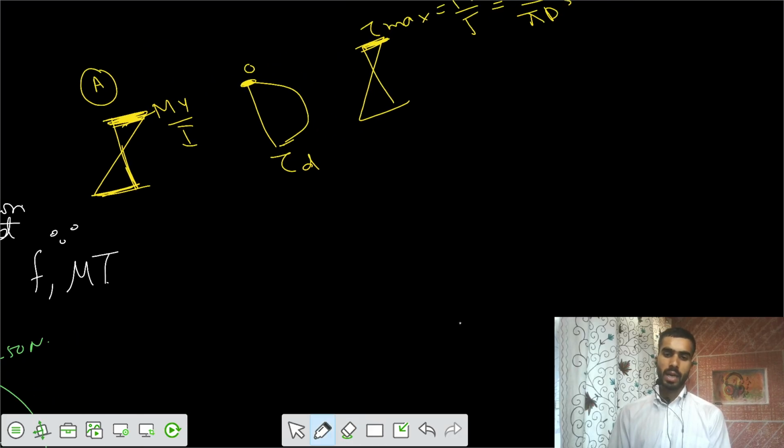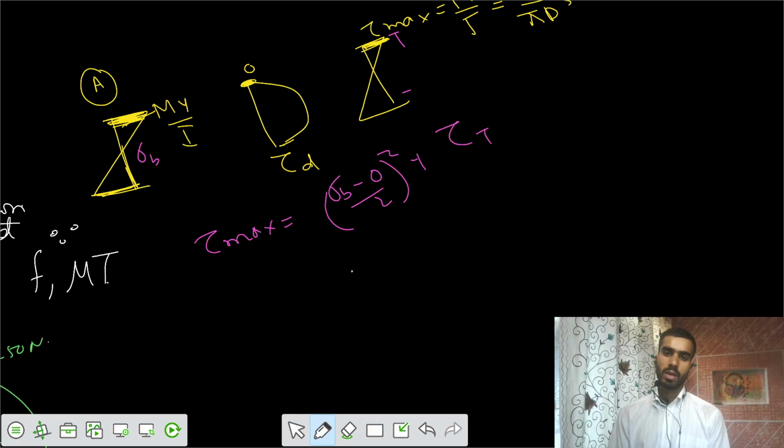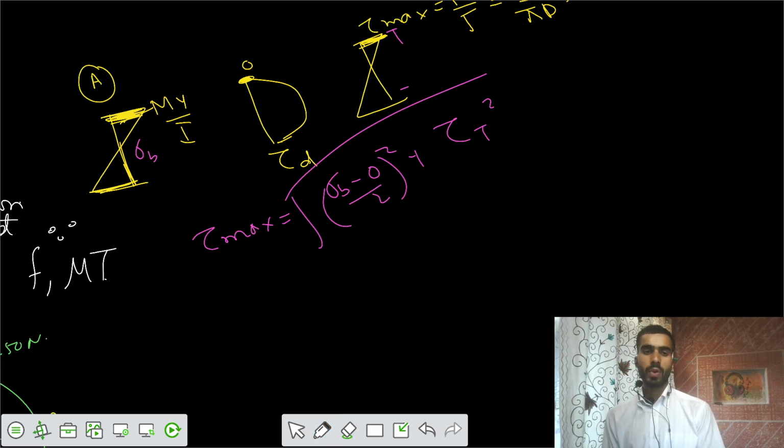Now if you write that equation, tau max equals the square root of sigma x minus sigma y by 2 whole square plus tau squared. So I write sigma, let's call it sigma bending, minus 0 by 2 whole square plus tau torque, let's call it tau t, whole square. So I got some value of tau max for the point A.